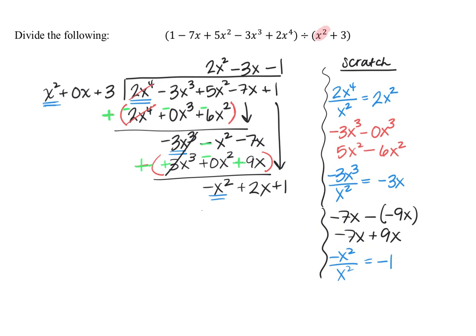So negative 1 times x squared is negative x squared. Negative 1 times 0x is just 0. You can write 0x if you'd like. And then negative 1 times positive 3 is negative 3.